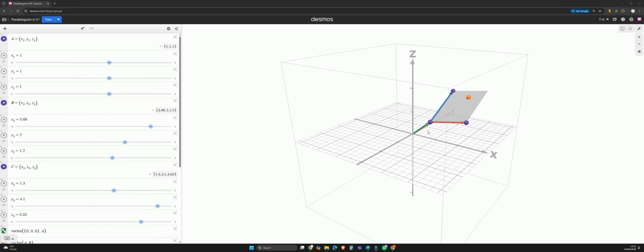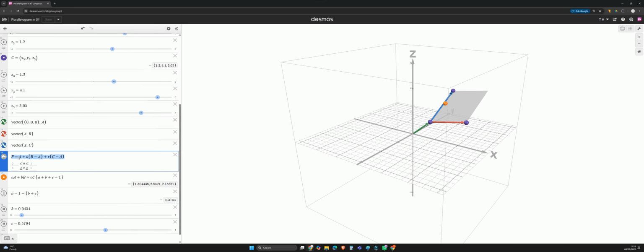In green, we have the vector A. In red, we have the vector B minus A. And in blue, we have the vector C minus A. And in grey, there's the parallelogram, which is described by this equation over here. And here are the conditions for u and v.